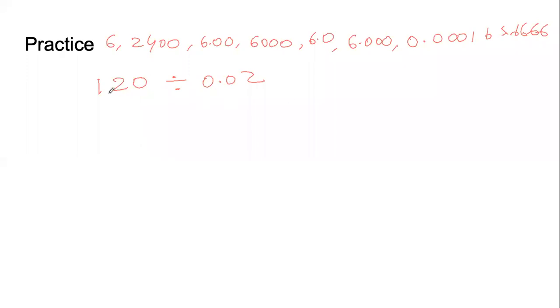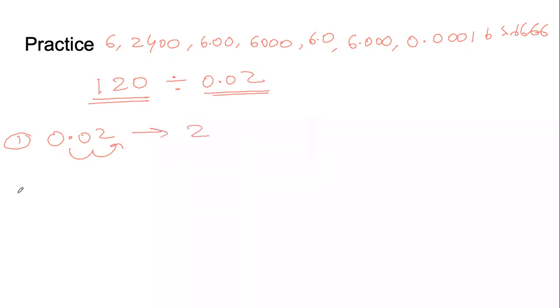The question is 120 divided by 0.02. Divide and share the answer. So the dividend here is 120. The divisor here is 0.02. Step number 1, we will try to make the divisor a whole number. To make 0.02 a whole number, we will have to move the decimal point 2 places to the right. If we do that, this becomes 2.